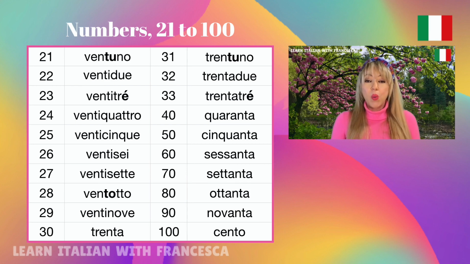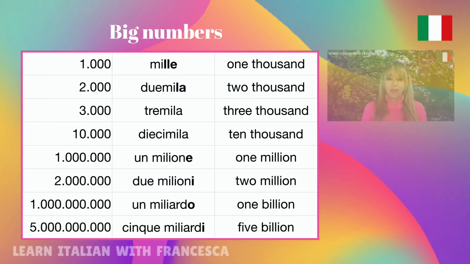In English, when we say 100, the word one is necessary. But in Italian it's not. So the word for 100 is simply cento. Then when we go into the plural hundreds, you just add the number in front of cento. For example, 200, 300, and so on.